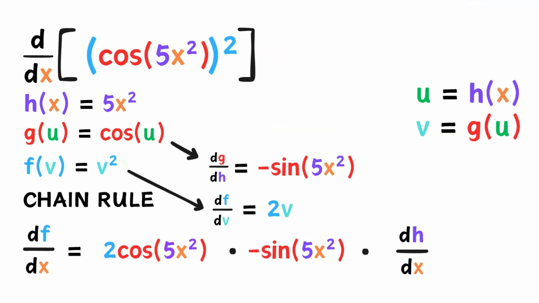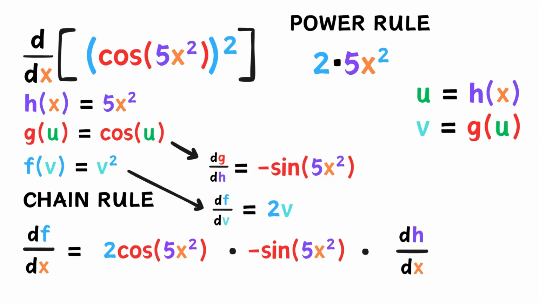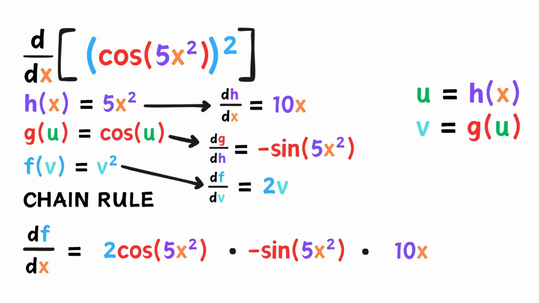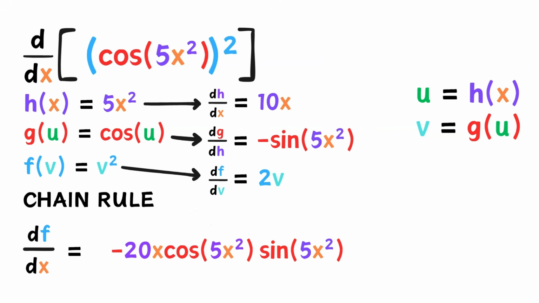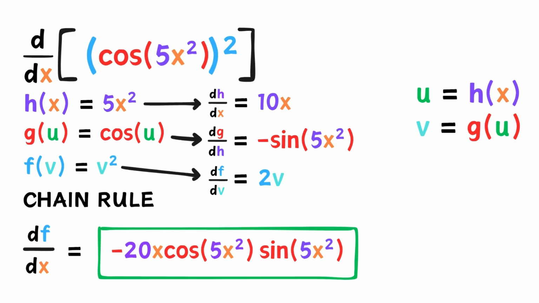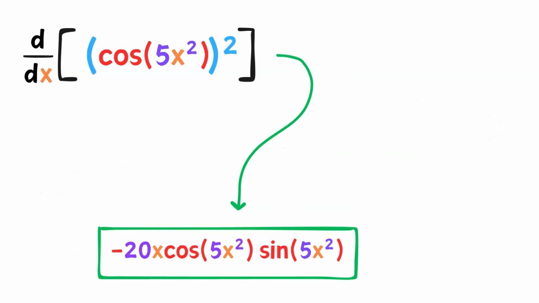And finally, we take the derivative of h with respect to x. Using the power rule, that's 10x. Now, we multiply everything together. And simplified, we get negative 20x times cosine of 5x squared times sine of 5x squared, and that's the derivative. And that's the chain rule. You can see how the chain rule got its name.